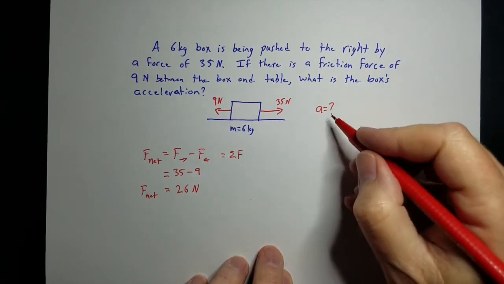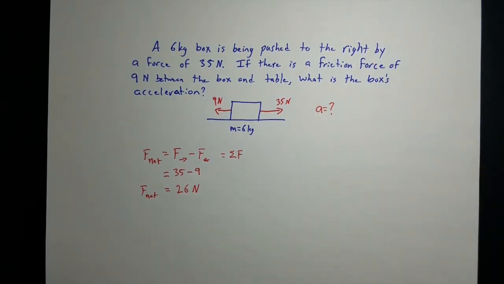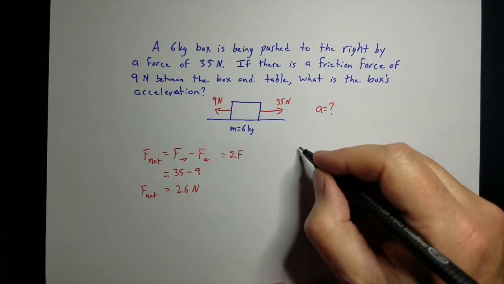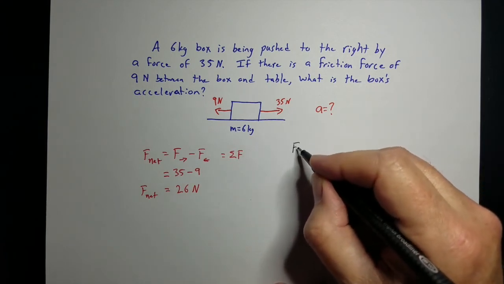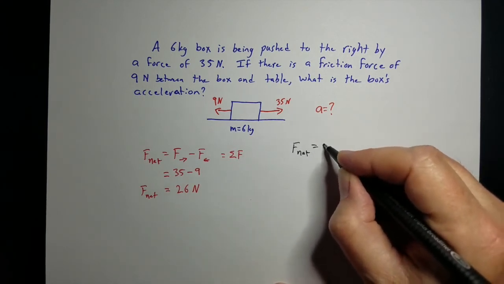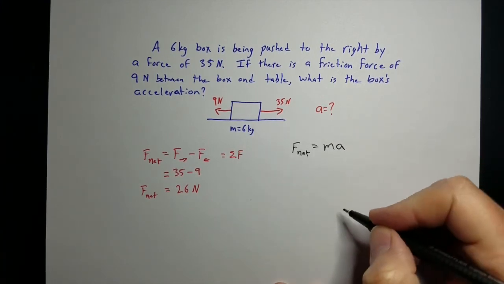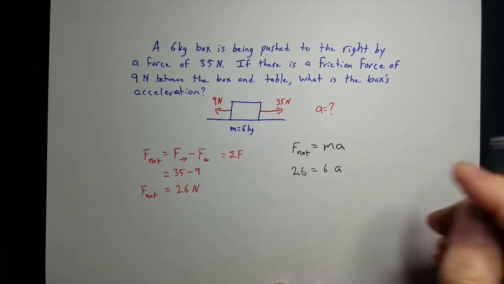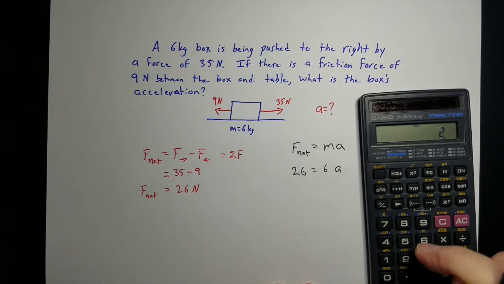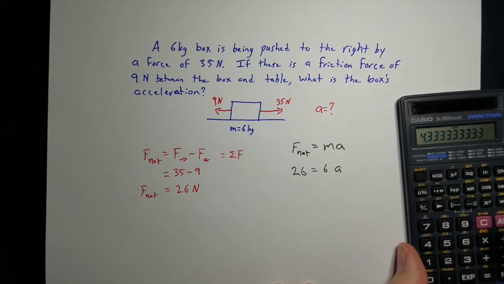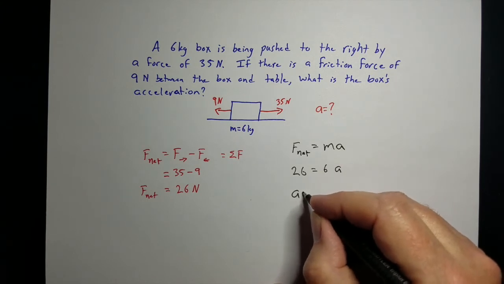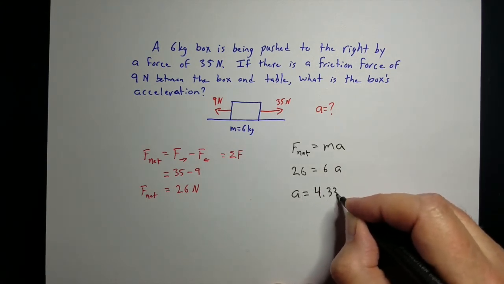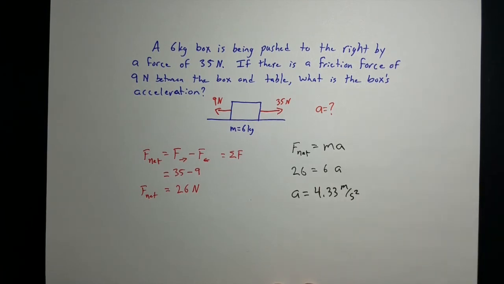Well, that doesn't answer the question because we're looking for acceleration. So what we need to do is we need to do one more step. And so if we're looking for acceleration, we know the net force and we know the mass, so we can use this to find the acceleration. 26, mass is 6, and we got to find A. So 26 divided by 6 gives us 4 with 3 repeating. So we're going to round that off to 4.33 meters per second squared. And that would be the acceleration of that box.